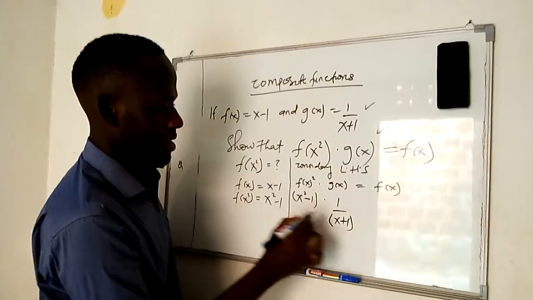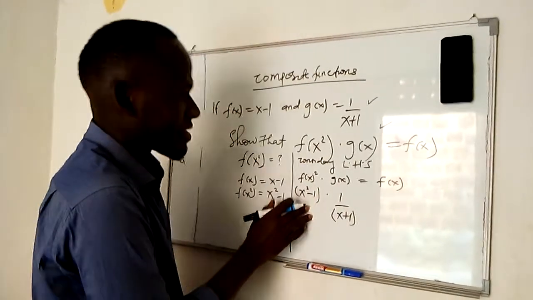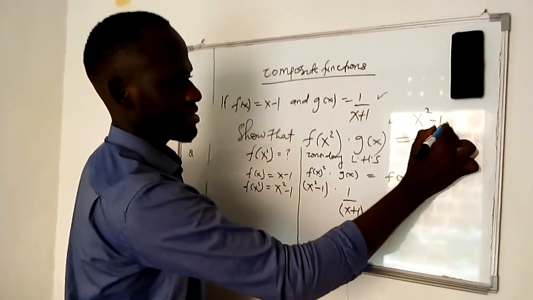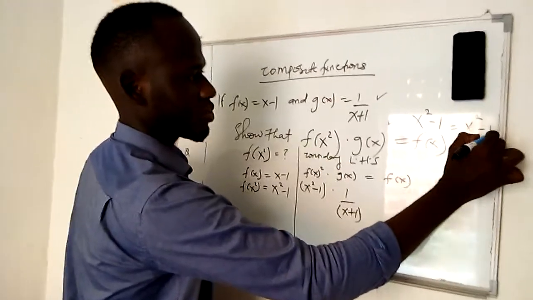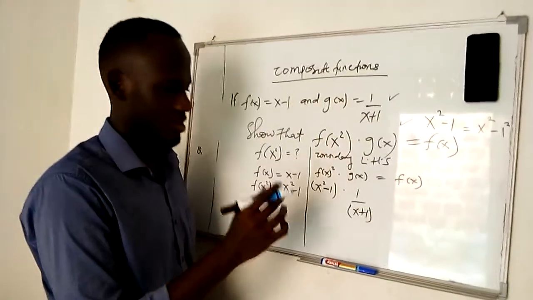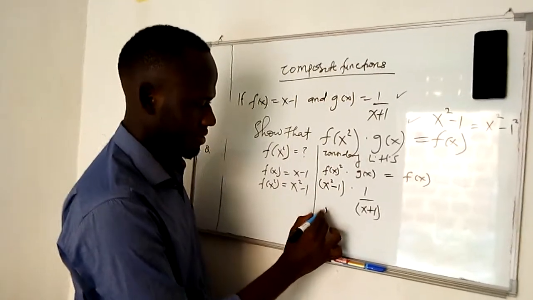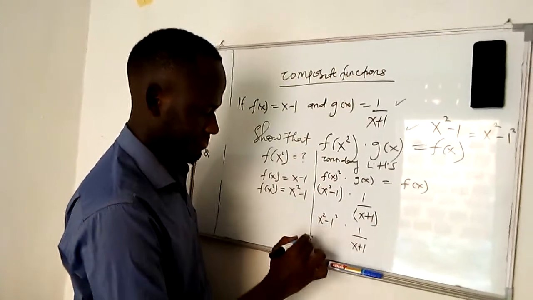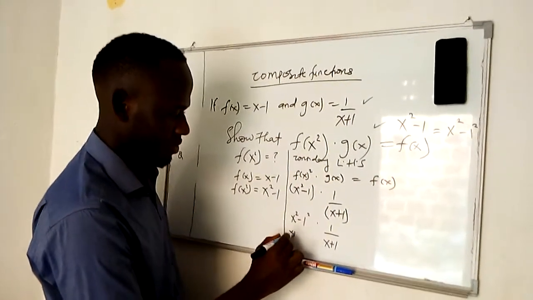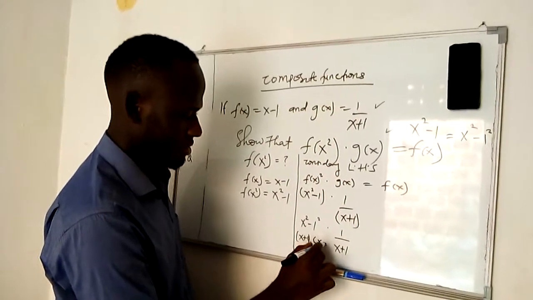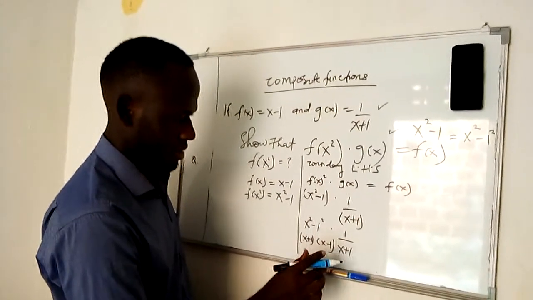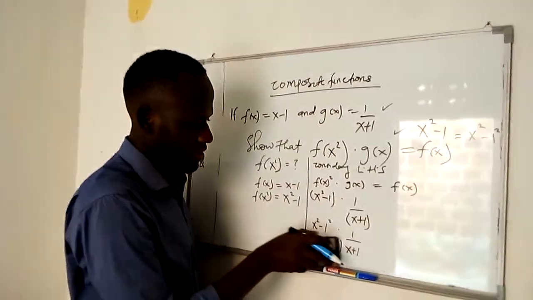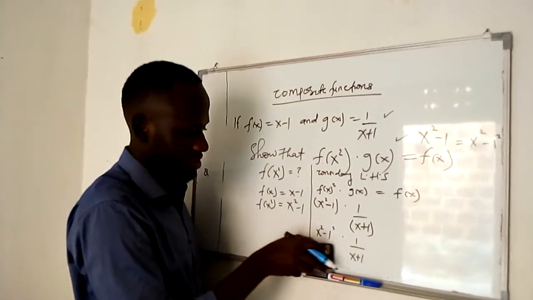But mathematically, if you have an expression like this, x squared minus 1, it is the same as having x squared minus 1 squared, difference of two squares. So we shall have x squared minus 1 squared times 1 over x plus 1. When you expand this, we shall have x plus 1 and x minus 1. Due to space issues, let me transfer this equation somewhere.